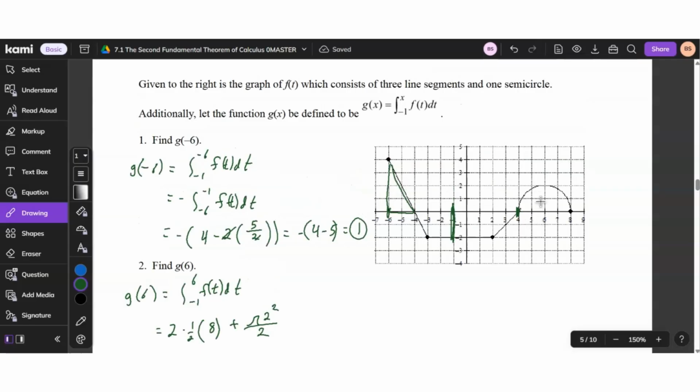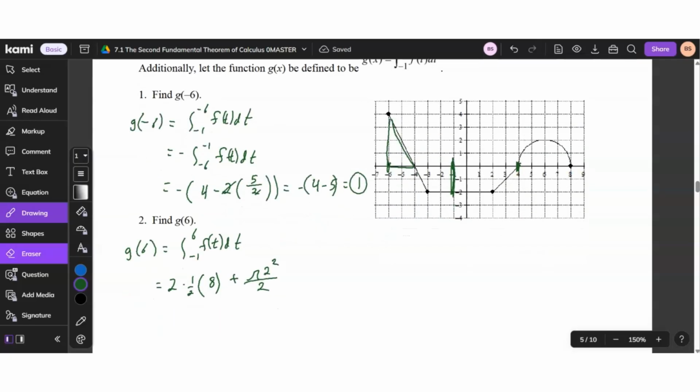Sorry, I lied. We're only going to 6 here, aren't we? So that's not actually the entire thing. It's only a quarter of the circle, so it should be over 4. Okay. So here the 2.5 cancel. And so I am just going to get here that this is going to be 8.